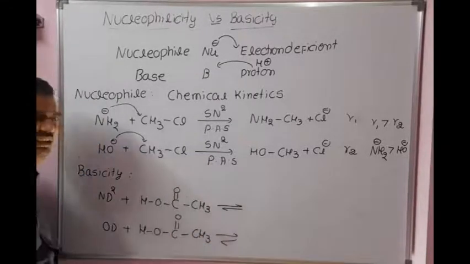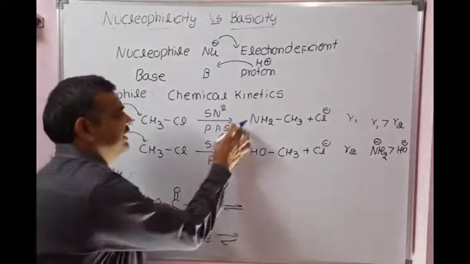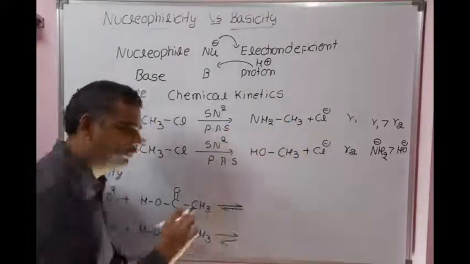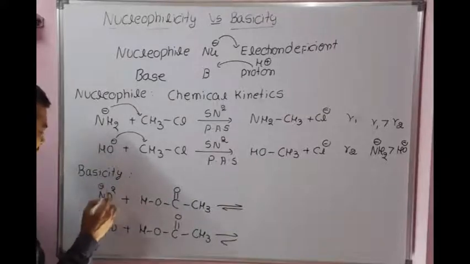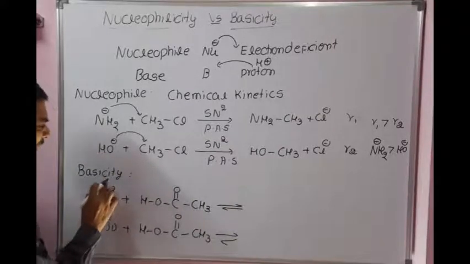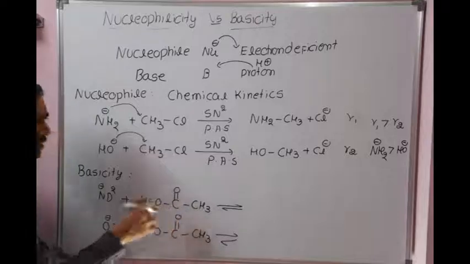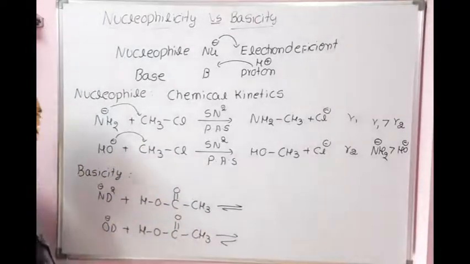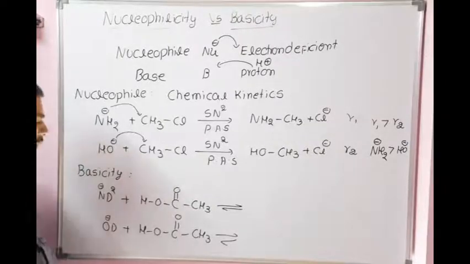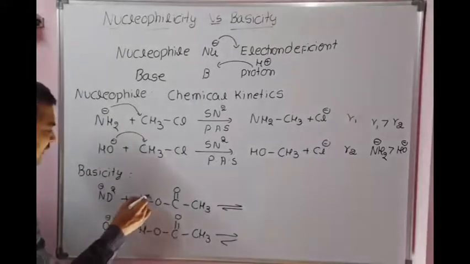See, basicity is always a reversible reaction, whereas here the nucleophilic reaction is a forward reaction. Suppose ND2 minus, or for example OD minus, attacks on this carbonyl, that would be a nucleophilic substitution, but on a carboxylic acid, nucleophilic substitution is not possible. So always it will abstract a proton.